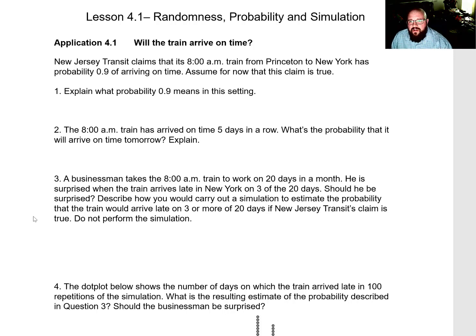New Jersey Transit claims that its 8 a.m. train from Princeton to New York has a probability of 0.9 of arriving on time. So it has a 90% chance of arriving on time. Assume for now that this claim is true. So it's telling us it goes from Princeton to New York. That train has a probability of 90% of arriving on time, and we're to assume that this is true. So it wants us to explain the probability of 0.9, what it means in this setting.